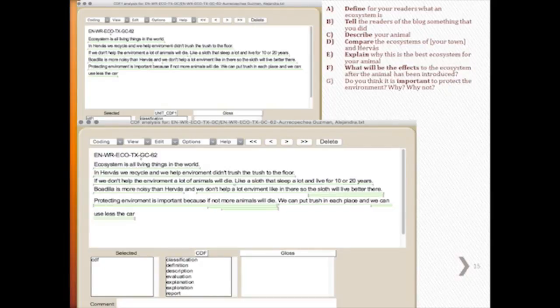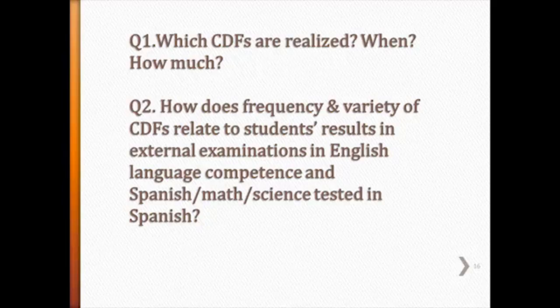Okay, so this is what the coder looks like. If you're interested in knowing how it works, it's free, it's available on the internet. You can download it and work with it. Of course, you need to learn a little bit about how to work with it, but it's free and you can use it for analysis. This is the One Corpus tool, the type of coder that we used for the analysis. And now Tom is going to focus on the results following the different research questions.